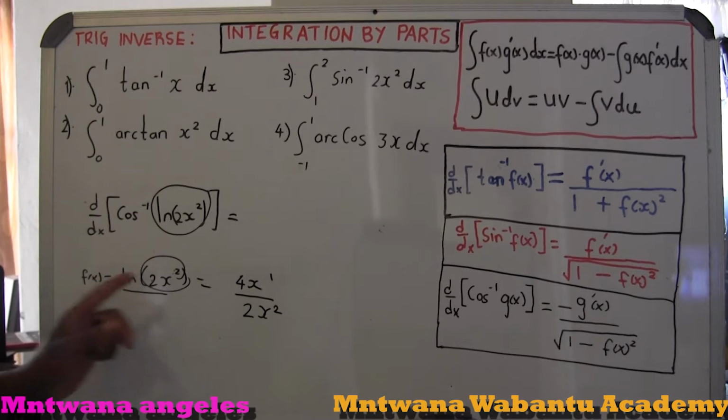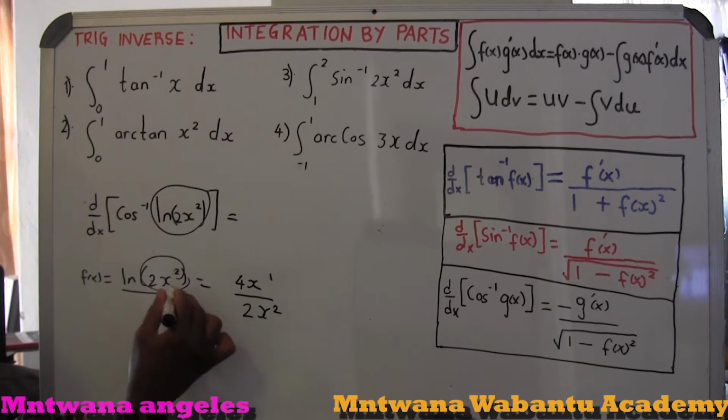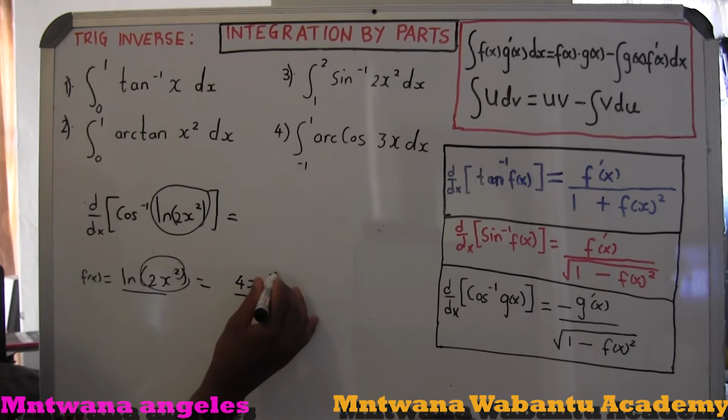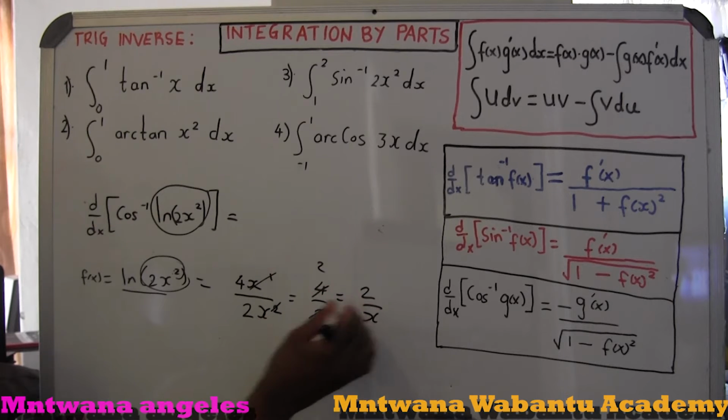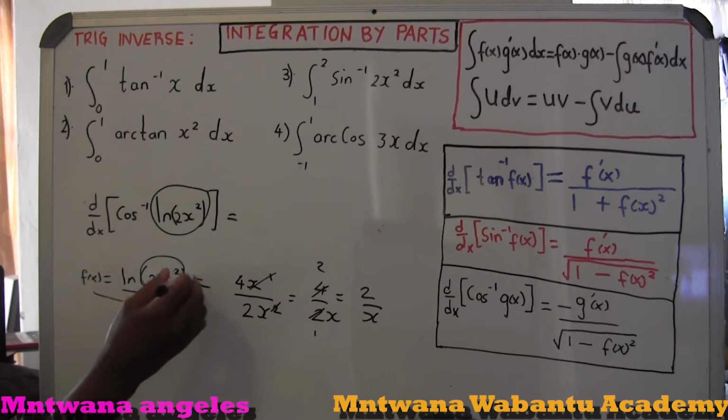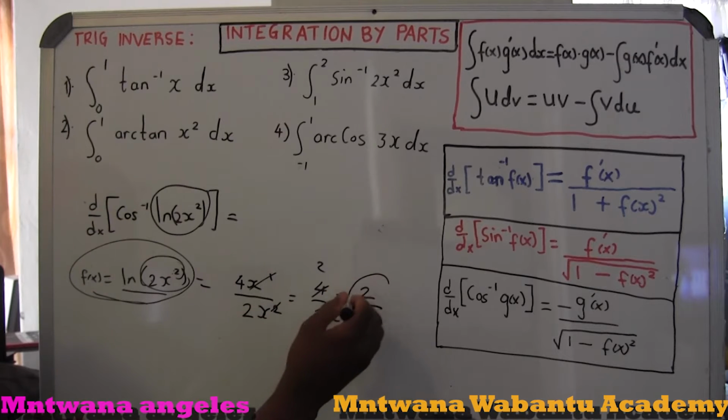Take whatever you have here, differentiate: it's going to be 4x over 1, and then over exactly. So now you can simplify. 1x and 1x cancel, so it's going to be 4 over 2x. 4 by 2 is 2, and 1 by 2... so 2 over x. So if I differentiate all of this function, it's going to give me 2 over x.